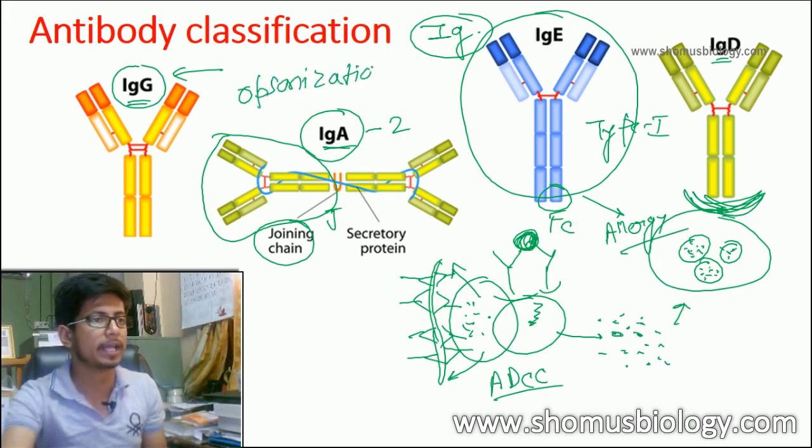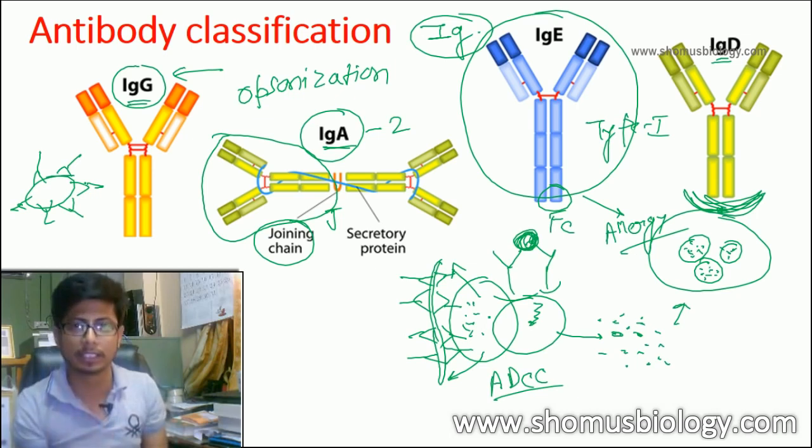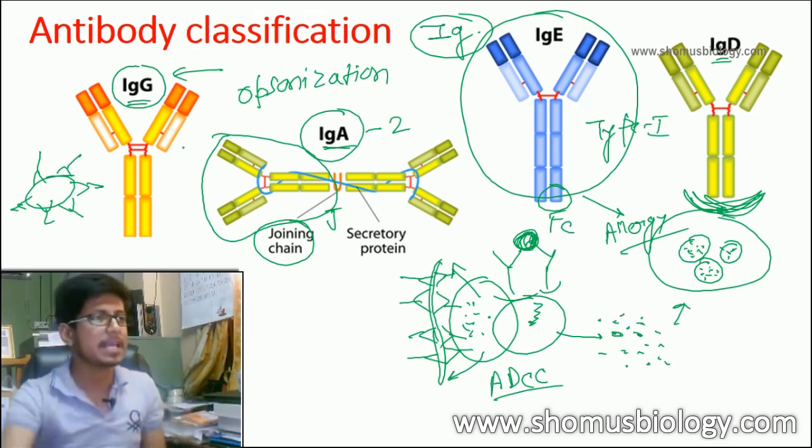Opsonization means that the pathogen is coated with antibody, and suddenly that pathogen becomes more attractive to all those phagocytic cells. That's known as opsonization. That's done by immunoglobulin G quite often. That's the job of immunoglobulin G.